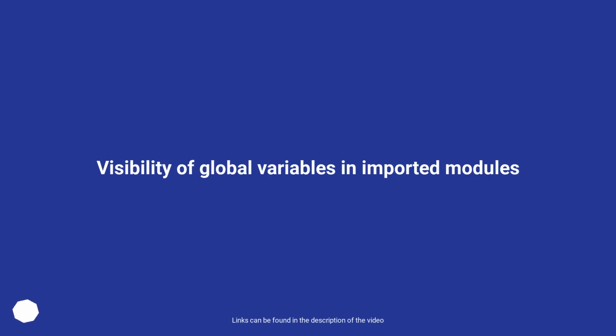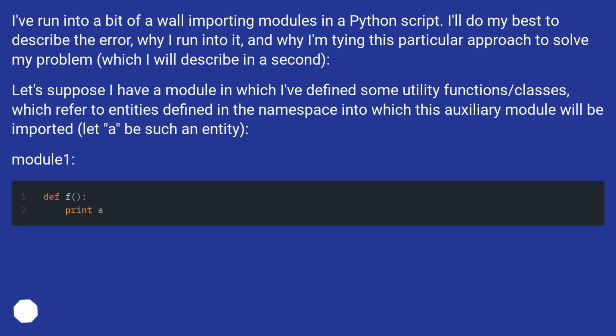Visibility of global variables in imported modules. I've run into a bit of a wall importing modules in a Python script. I'll do my best to describe the error, why I run into it, and why I'm trying this particular approach to solve my problem, which I will describe in a second.